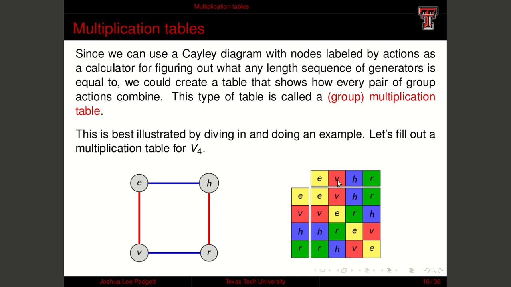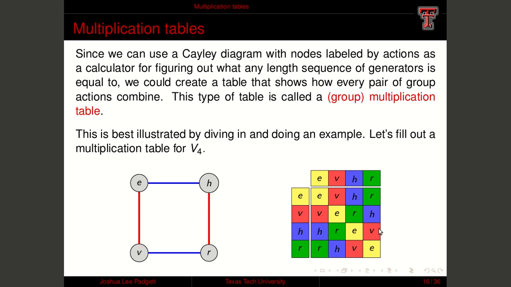So let's see, what is V composed with V? Well, really what that's saying to do is to start at E, perform a vertical flip, and to perform it again. And since I end back up at E, the answer is E. And then we ask ourselves, for instance, what is a horizontal flip composed with a vertical flip? Well, I do horizontal and then vertical, and my answer is a rotation.